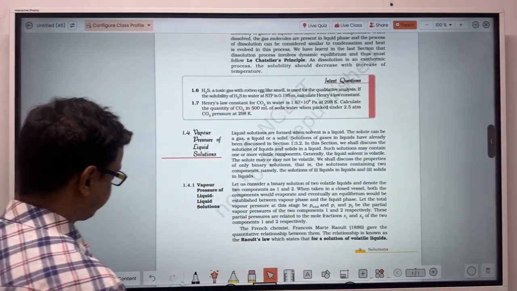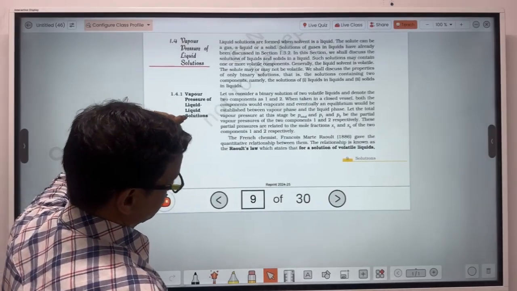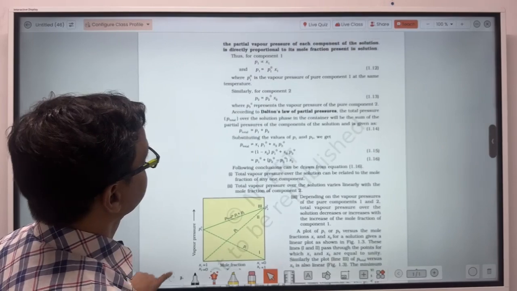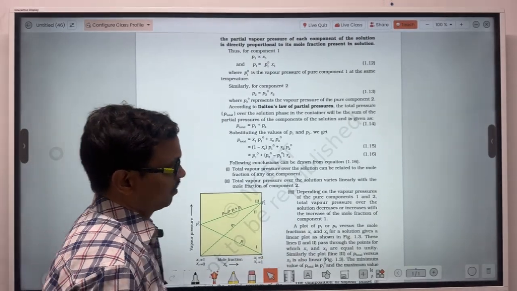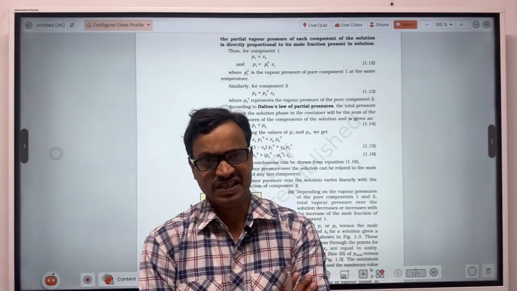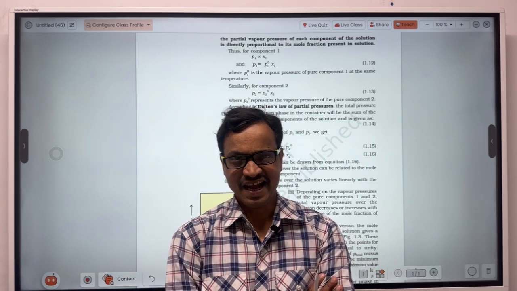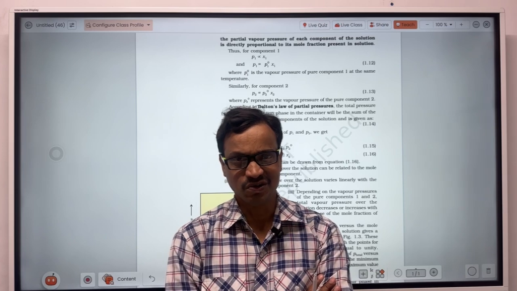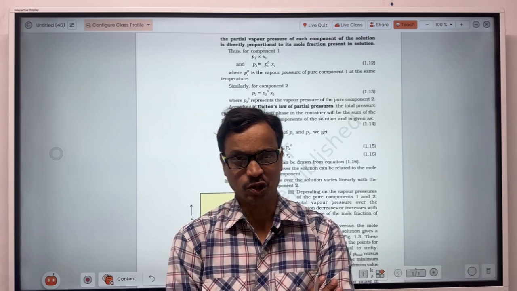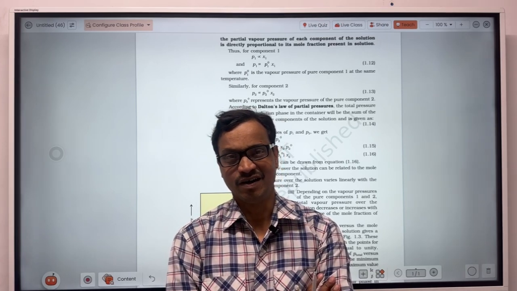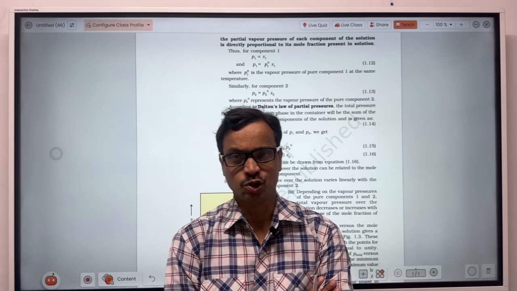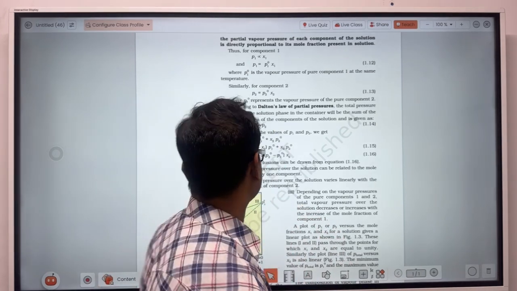Now let's see about Raoult's law. What is Raoult's law? As Henry's law describes the solubility of gas in a liquid, like that, Raoult's law describes the solubility of liquid in a liquid. Okay, so what is this one here?